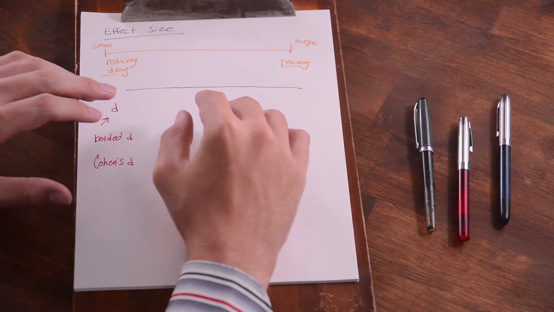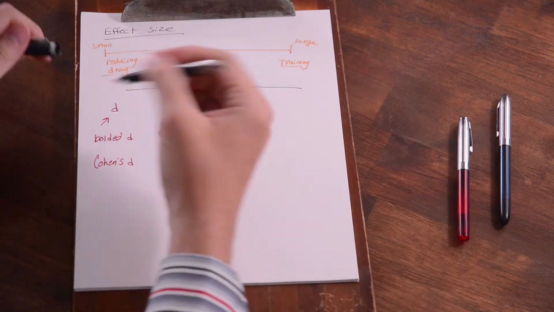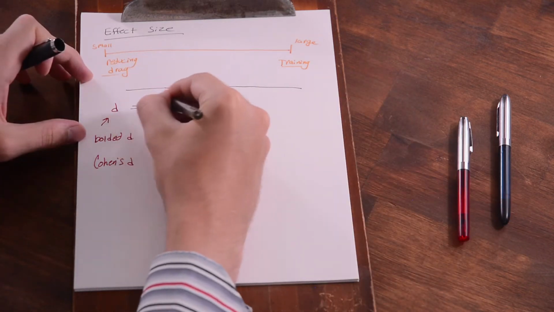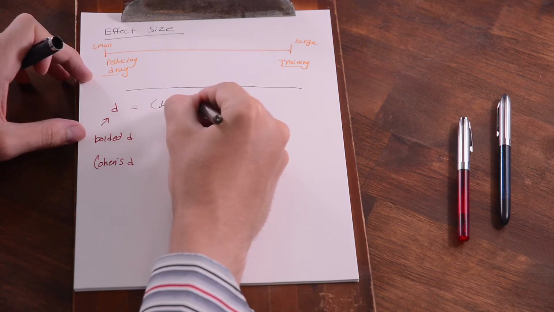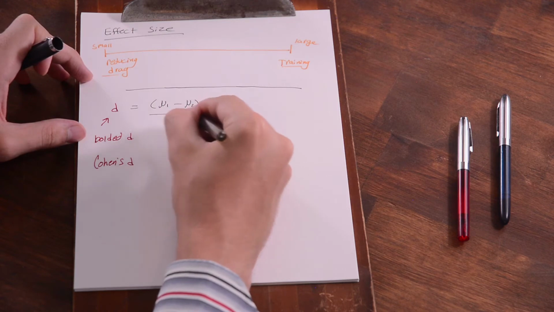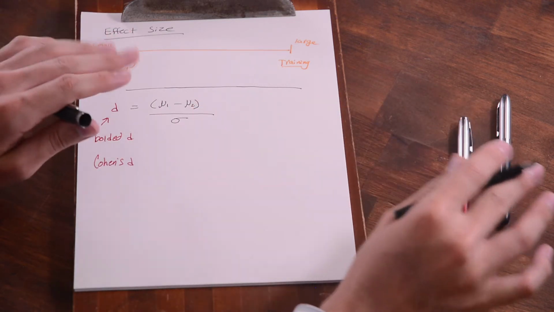Now, how do we calculate it? Well, thankfully it's fairly simple. Cohen's d is equal to mu1 minus mu2 over the standard deviation of the population. Very simple, very, very simple.